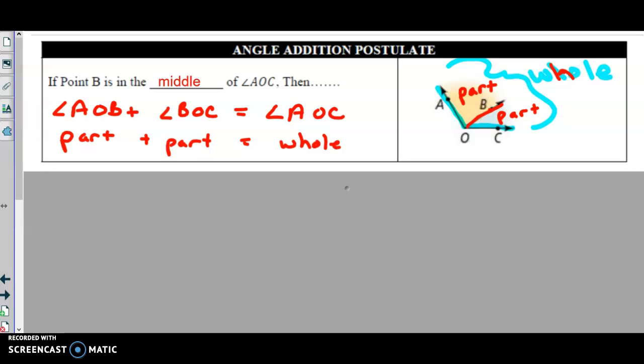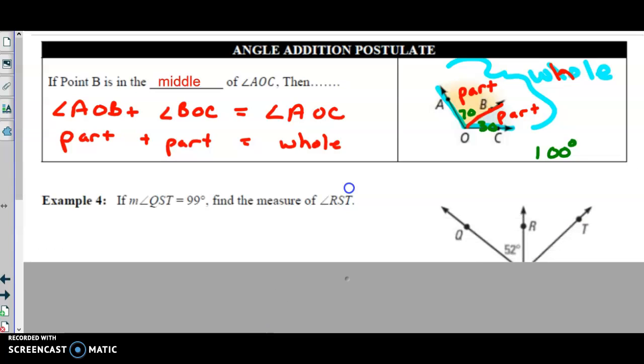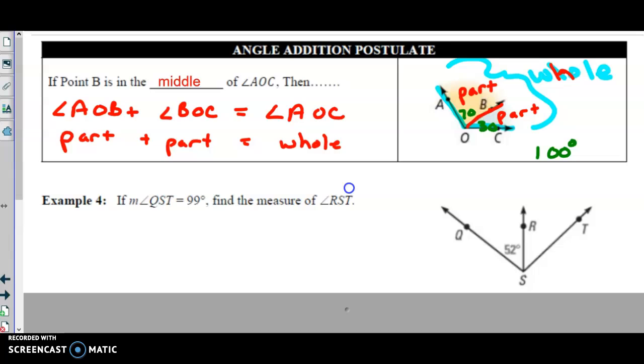So a very simple example would be, see if I can write something small in here. If this is a 30-degree angle and this is a 70-degree angle, then the whole thing would be 100 degrees. So let's use that concept to do a couple of problems. Example 4. If measure of angle QST is 99 degrees, find the measure of angle RST.